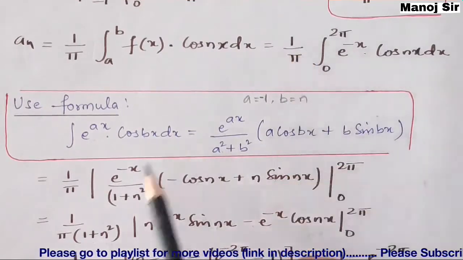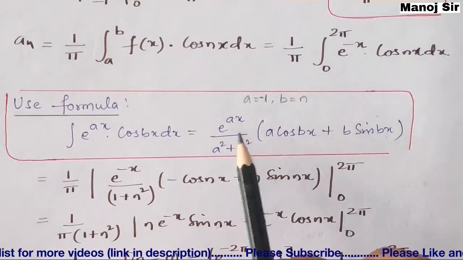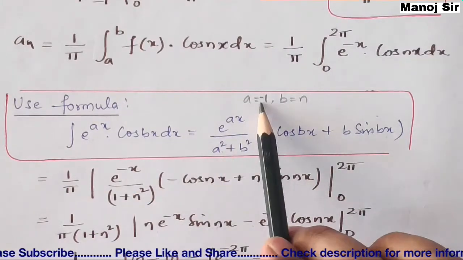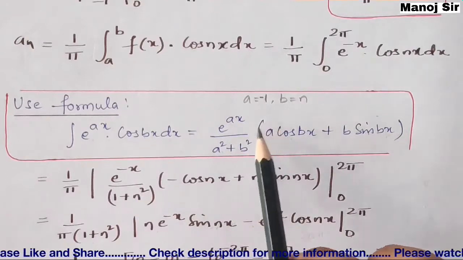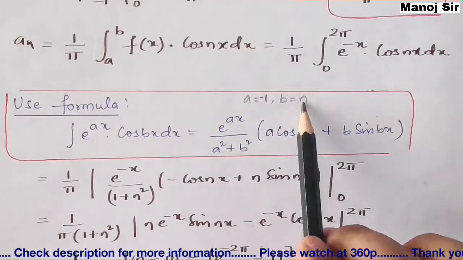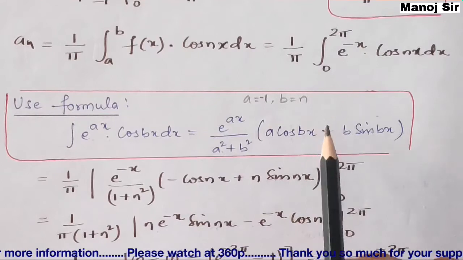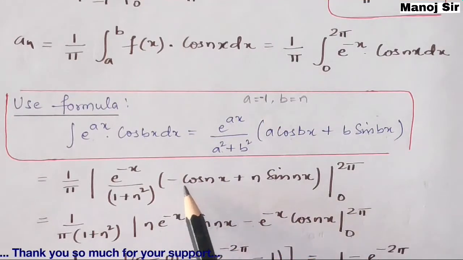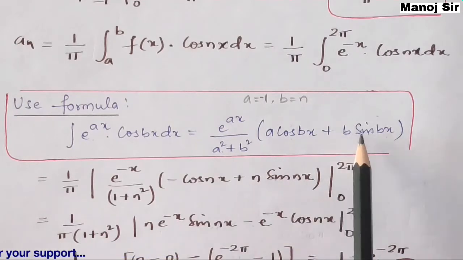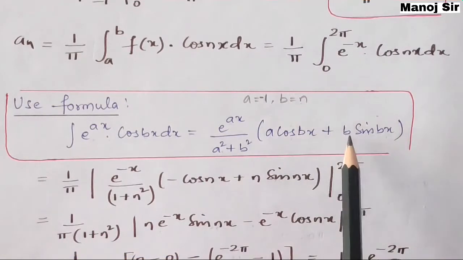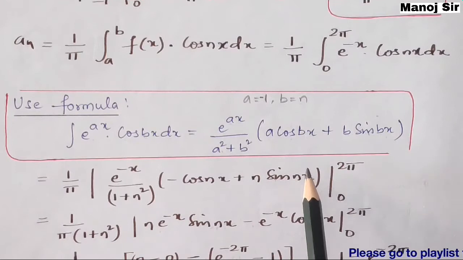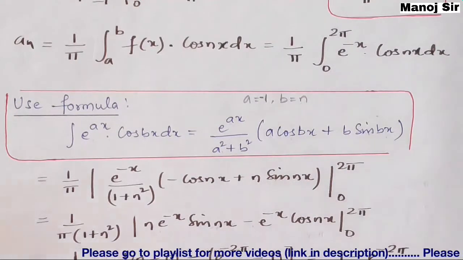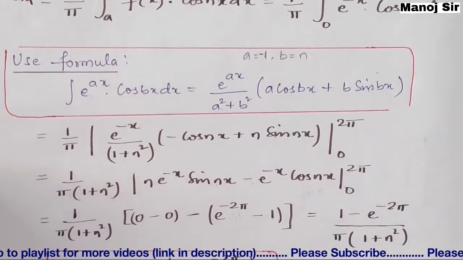Now writing this 1 upon pi as it is, here we are going to write e to the power ax, that is e to the power minus x upon minus 1 whole square, that is 1, plus b square, that is n square. Now here we have a cos bx, a is minus 1, so write minus of cos nx, plus b sin bx, b is how much? n, so n sin nx. Simply close this bracket. Yes, the limit goes from 0 to 2 pi.